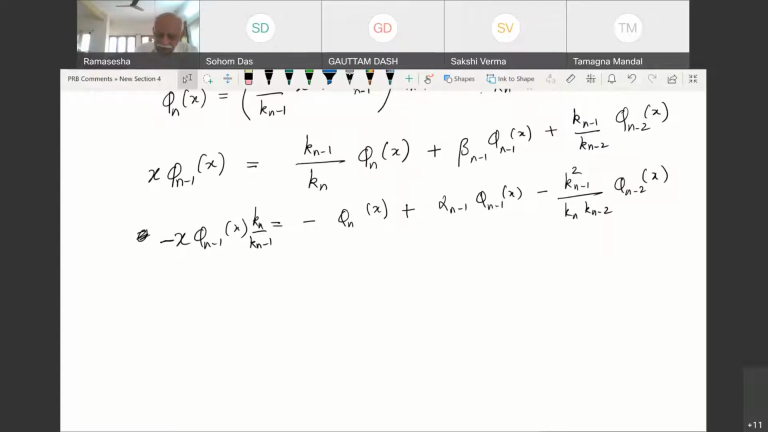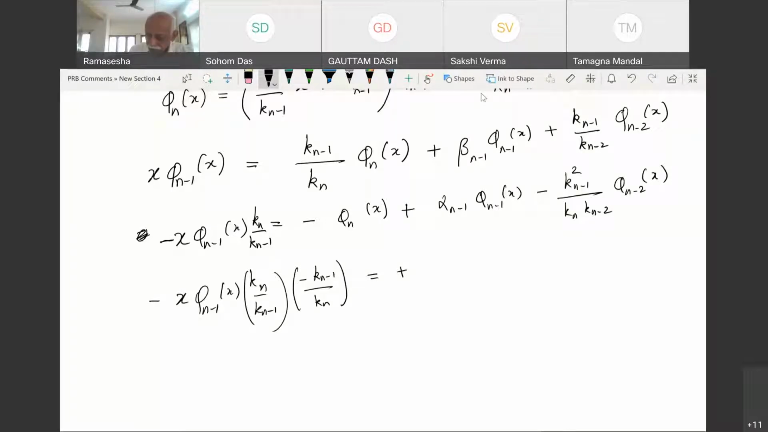So now you see that if I were to multiply kn minus 1 x, into minus kn minus 1 upon kn is equal to plus kn minus 1 upon kn pnx, because I am multiplying both sides, plus pn minus 1 pn minus x, and then I have plus kn minus 1 upon kn minus 2 pn minus 2x.